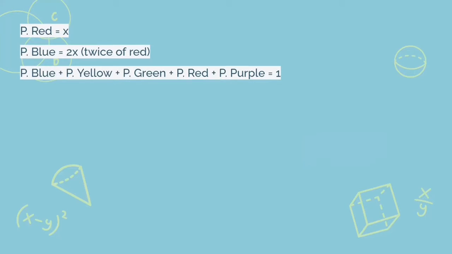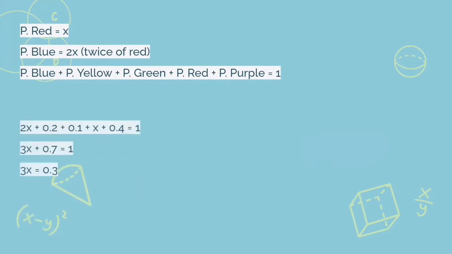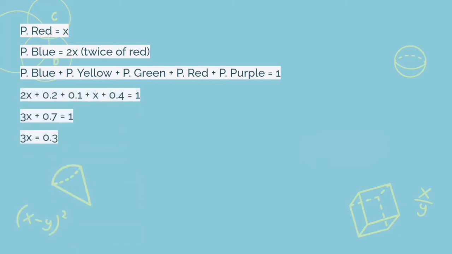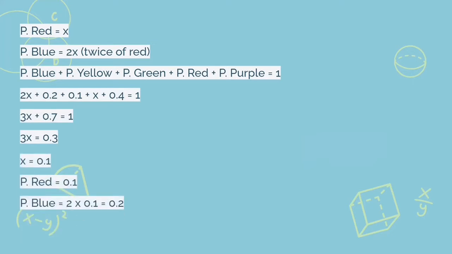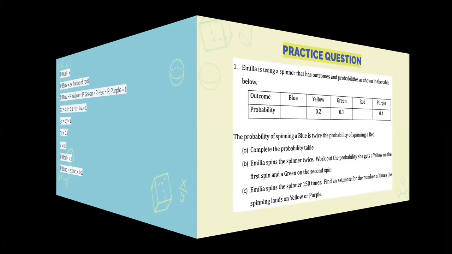The probability of all the events in a sample space adds up to 1. So here we're going to add the probability of blue, yellow, green, red, and purple and equal it to 1. Using basic algebra, you can calculate that x is equal to 0.1, which means the probability of red is 0.1 and the probability of blue is 0.2 because it is 2 times red. On to the next question.